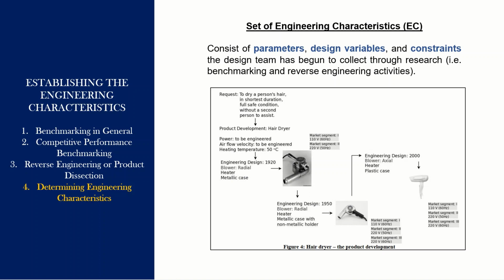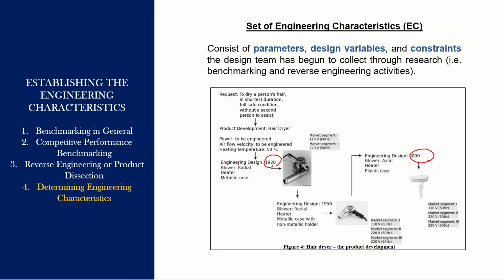And then determining the engineering characteristics. Like I mentioned before, the set of engineering characteristics consists of parameters, design variables, and constraints. The design team has begun to collect these through the research, benchmarking, and also reverse engineering activities. You can see in this figure the product development of the hair dryer, which consists of some parameters, and which evolved over a long time from 1922 until 2000.